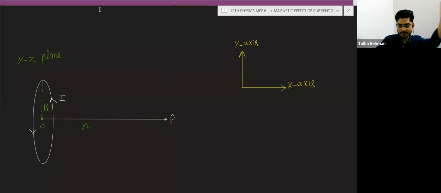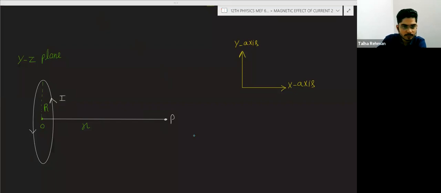So I am taking this very small element dl here. And if I want to find the direction of this dl vector, the direction of dl vector will be the direction of the current. The current is going like this, so we will draw a tangent. So this will be the direction.